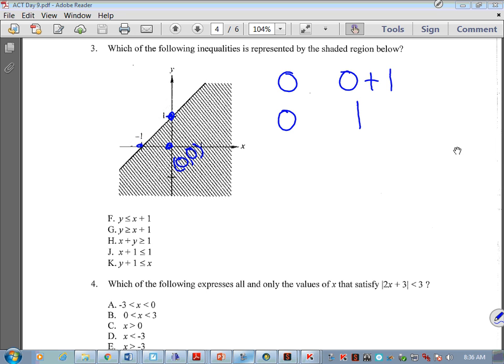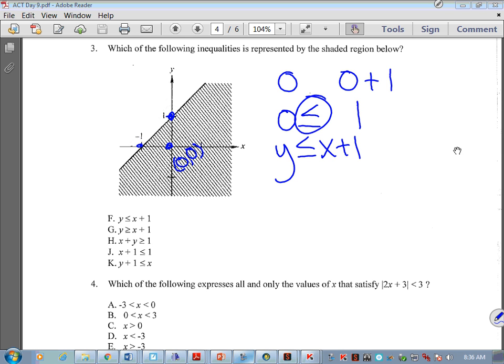Is 0 less than or greater than 1? It's less than 1. Less than, in fact, because this is not a dotted line, right? In fact, they give me all equal to. So I want 0 is less than or equal to 1. Therefore, what I want is y is less than or equal to x plus 1. That's your test plot's going to give you the right inequality symbol.